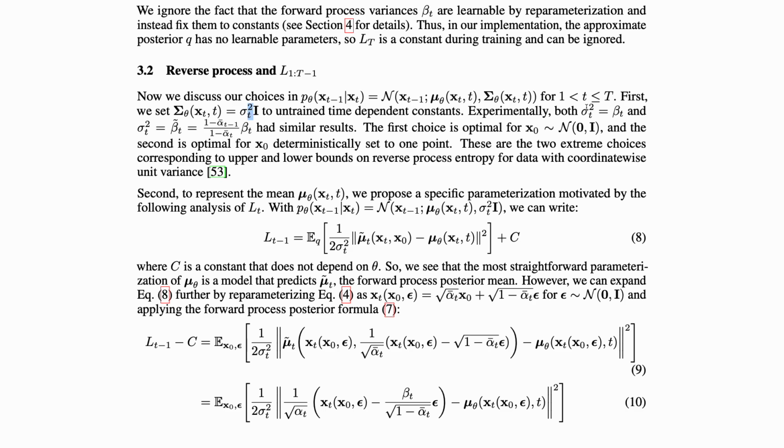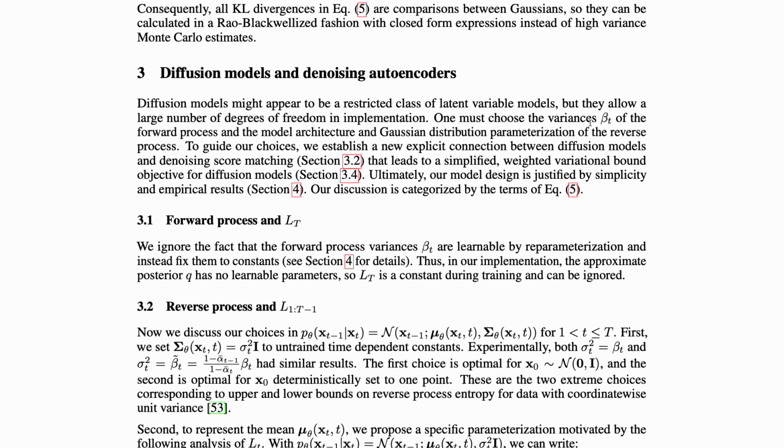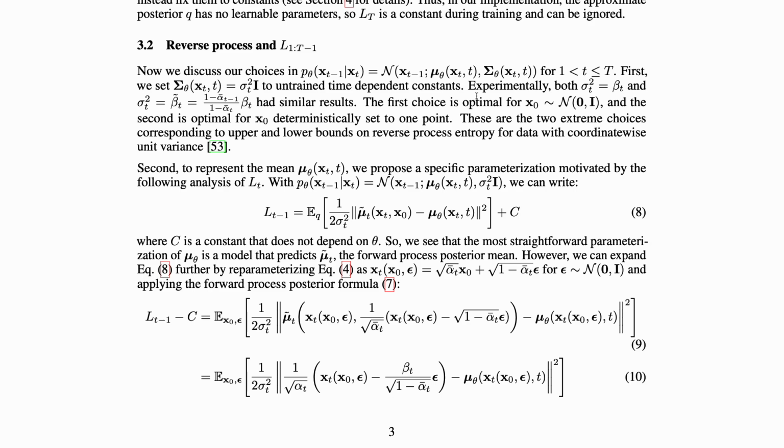And it says that either we set this, so it's something like beta t, which is similar to this thing. So this did not help much. And the other is this part. I am not saying that this did not help much, I'm just saying that there was not much difference between setting it to this and this. The first choice is optimal for x0 equal to this.